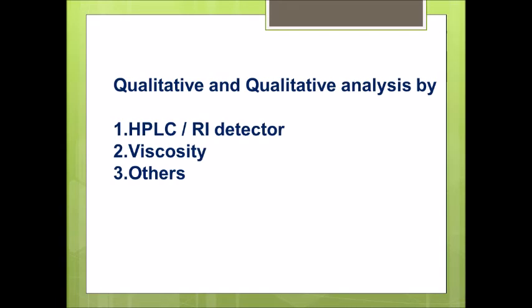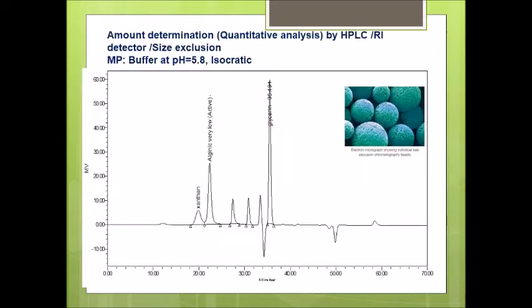Now for qualitative and quantitative analysis, I'm going to talk about HPLC, RI, and probably viscosity. So with these two techniques, you can do the quantitation and you can do the grade determination. This is the chromatography of alginic acid, and this peak around 22 minutes is your alginic acid. And in this particular formulation, I also had the xanthan gum. So these two are well separated. And there are other excipients in the formulation that show at the other peaks after 25 minutes.